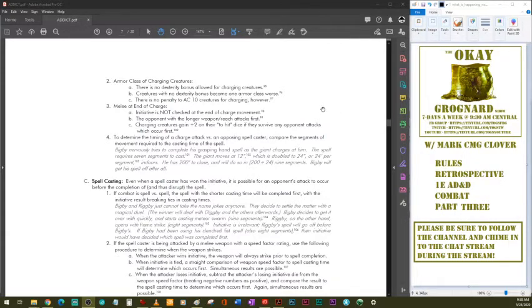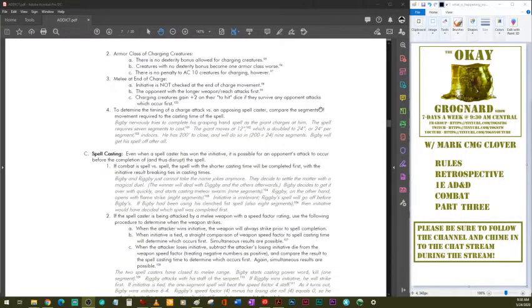Armor class of charging creatures. Lowercase a. There is no dexterity bonus allowed for charging creatures. B. Creatures with no dexterity bonus become 1 armor class worse. And lowercase c. There is no penalty to AC 10 creatures for charging, however. So you can't go below 10. You can't fall below 10.